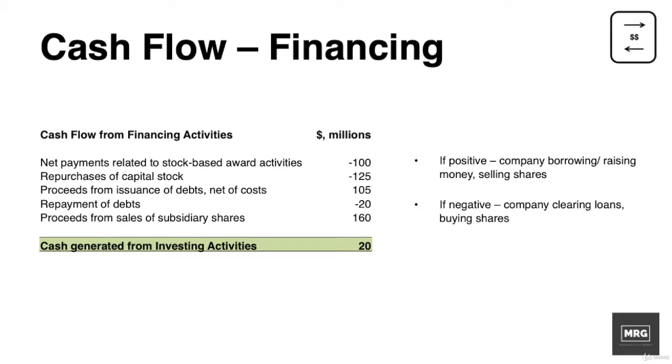In this example, cash generated from financing activities is 20 million. And what does this mean? If the value is positive, the company is borrowing or raising money or selling shares as a way to generate funds to operate and run their business. If cash generated from financing activities is negative, this means the company is clearing off its loans, its debts, or it's actively buying back shares.